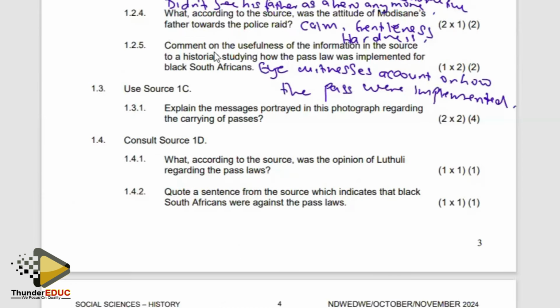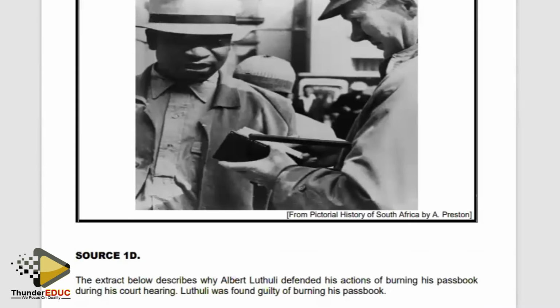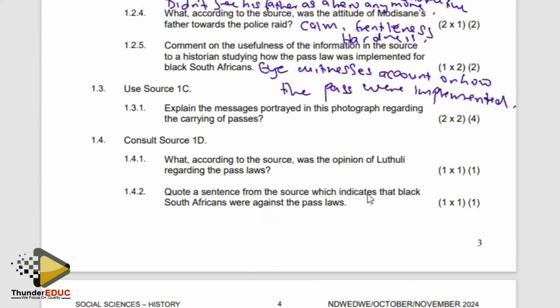All right, then let's go back to our question paper. Explain the messages portrayed in this photograph regarding the carrying of passes. Let's go to source 1C. When you look at source 1C, this is a photograph that is portraying how Black South Africans were supposed to carry their pass. Now let's go to the question.